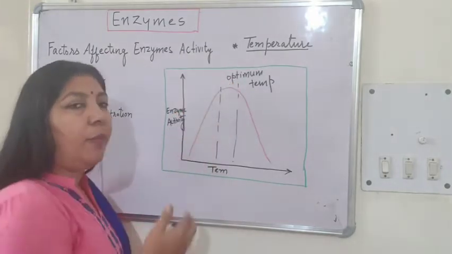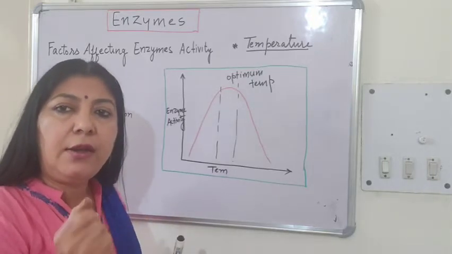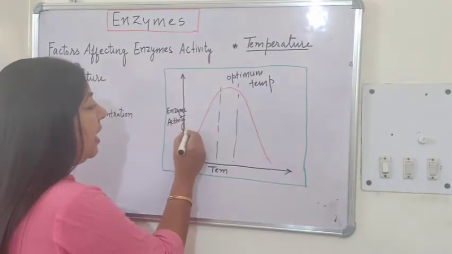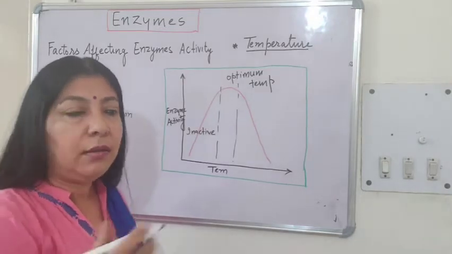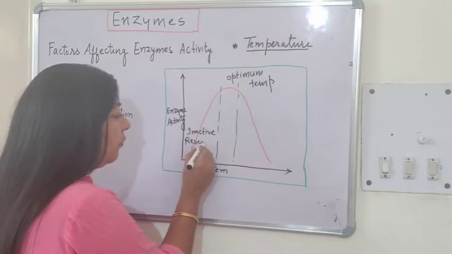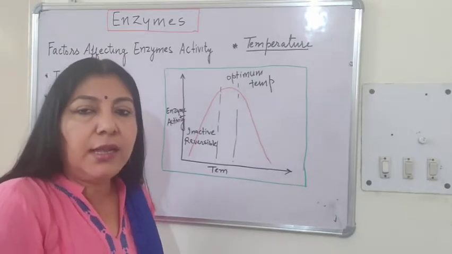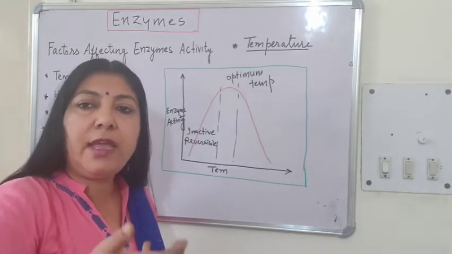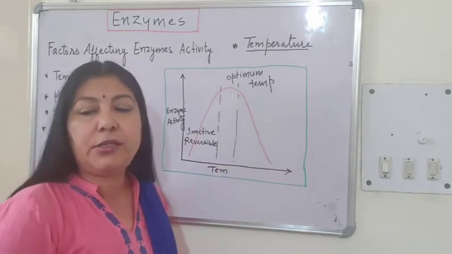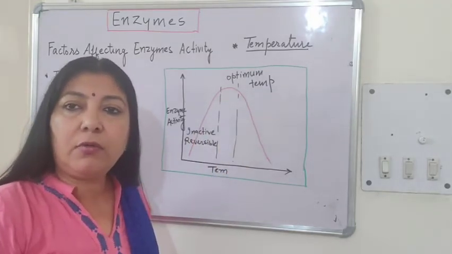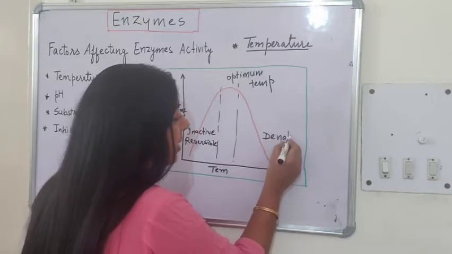Below the optimum temperature, that is towards the lower temperature, the enzyme activity is very low, or you can say the enzyme is inactive. But this is reversible. Inactive but reversible, which means the activity is very slow when the temperature is low. As you increase the temperature, the activity of the enzyme will increase and it will become optimum in the range. And with further increase in temperature, the enzyme activity goes down and a point comes where denaturation of the enzyme takes place.